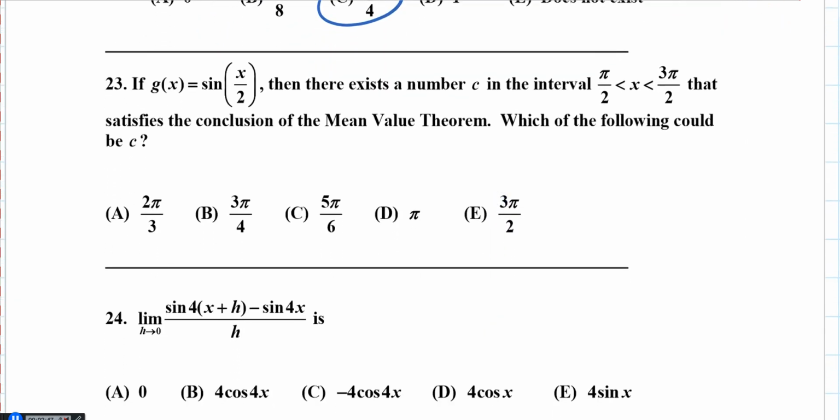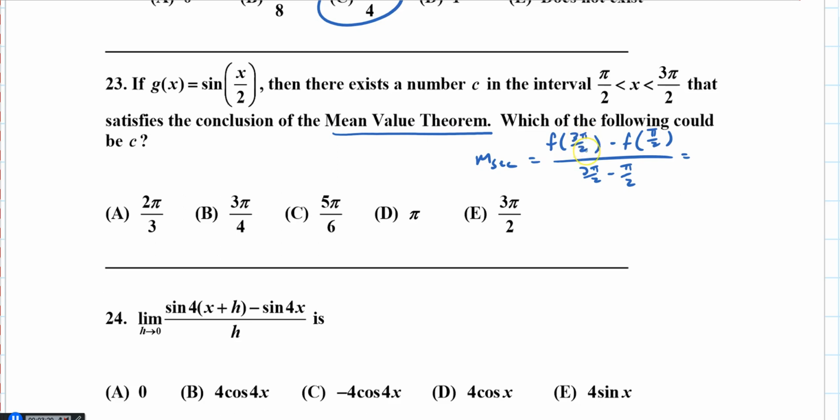23. If g of x is equal to sine of x over 2, then there exists a number c in the interval pi halves to 3 pi halves that satisfies the mean value theorem. Which of the following could be c? Well, the mean value theorem says take f of one end of your bound minus f of the other end of your bound, divided by the difference of the bounds. That is just the slope of the secant.